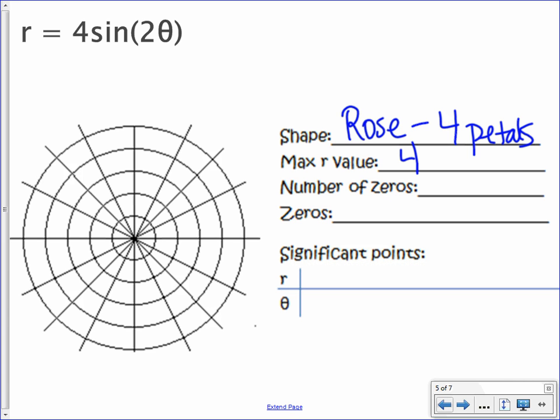So now we need to start on our graph. Where do we begin? At theta is 0. Every time, theta is 0. Leave your zeros for very last. We're not going to touch those ever until we've graphed it. All right? Okay. So when theta is 0, what is our r value? Hmm? 4? So r is 4?